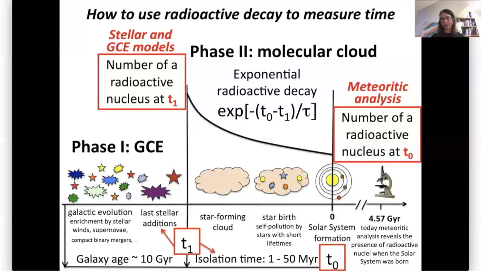I know their abundance at time t0. That's from the analysis of meteorites. If I can predict their abundances at the time when the star-forming cloud formed, then basically the difference in their abundances is exactly the same thing as the difference in time. That's the beauty of this radioactive decay.